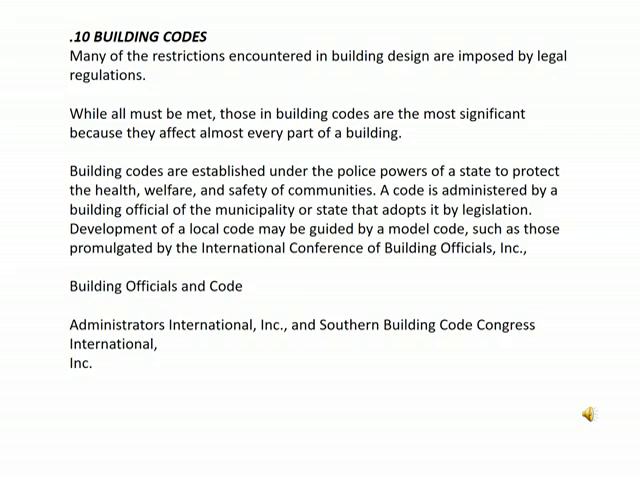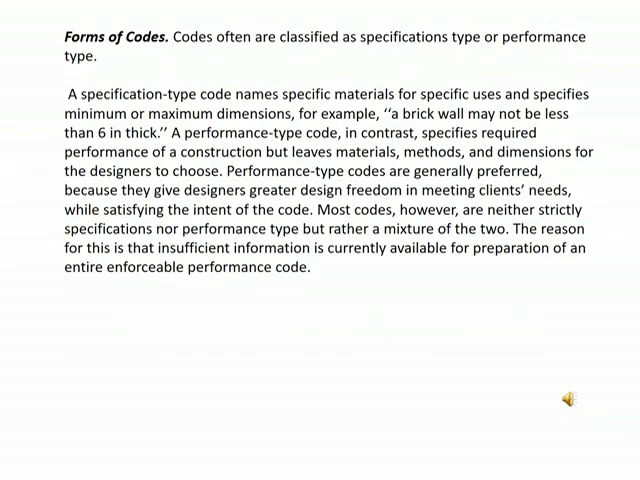The form of the codes. Codes often are classified as the specification type and the performance type. The specification type of code names a specific material for a specific use and specifies the minimum and maximum dimensions. So in this case, specification type means we have to utilize appropriate dimensions, maximum or minimum. For example, a brick wall may not be less than 6 inches thick. Those are the building codes.